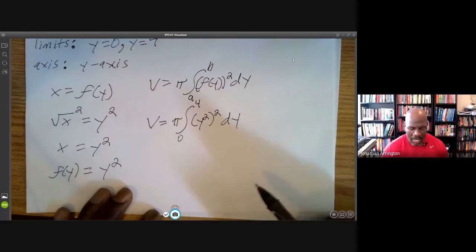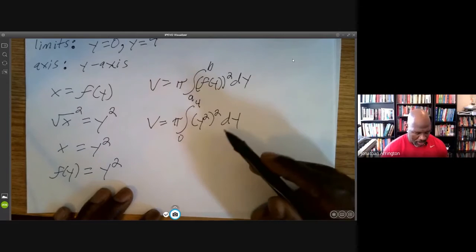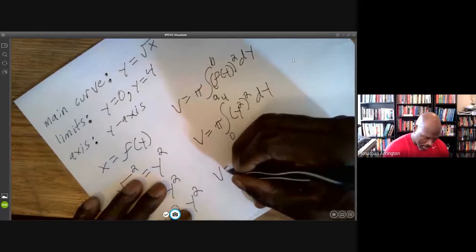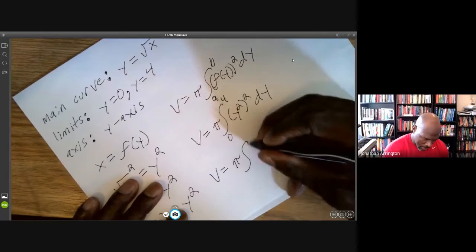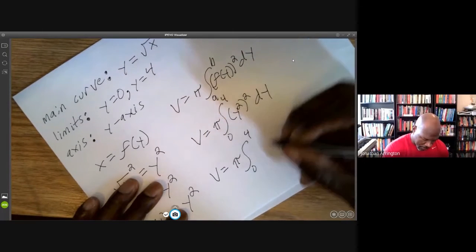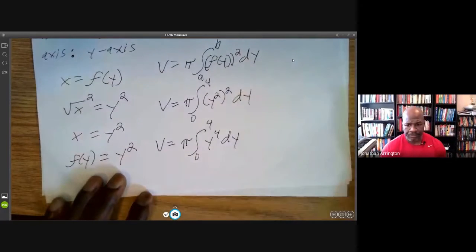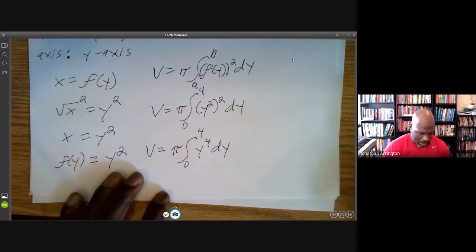Always remember to have the pi there, and always remember to square the function. And I like to square it before I integrate. So y squared squared would be y to the 4th. So the volume is pi times the integral from 0 to 4 of y to the 4th dy. All right, so now we can go ahead and solve the problem.